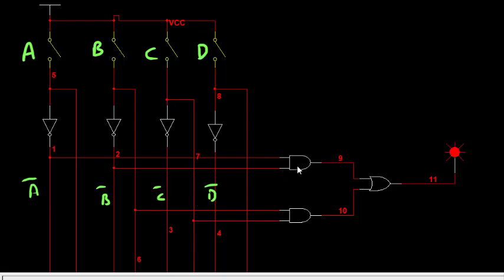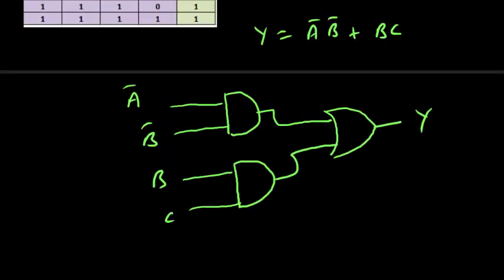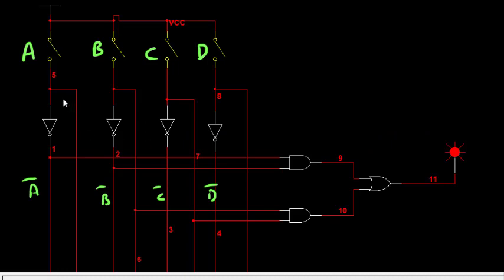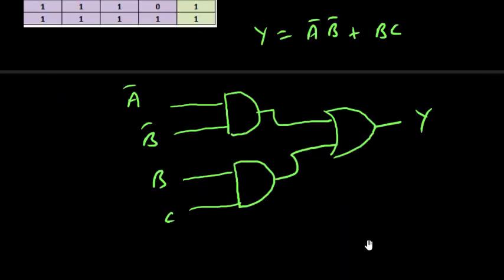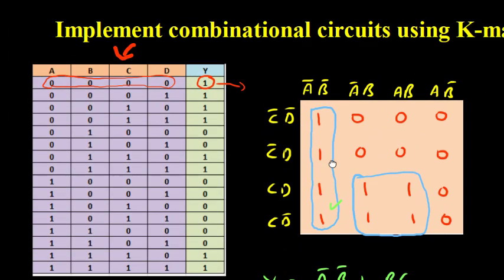For the first AND gate we connect A bar and B bar. These two lines are connected to the first AND gate. The second is BC, so this line is B and this line is C. We don't need any other connections. We can even remove those connections, but let it be. Now let us check the truth table, what we are expecting and what we are getting.